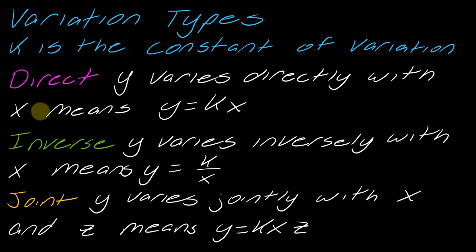And then really the last thing that you need to know is what is happening to the k. Directly with x means multiply by x. Inversely with x means divide by x. Jointly with x and z means multiply by both. So that's variation in a nutshell. If you crack that code, I think it's much more straightforward. And mathematically, usually what you're being asked to do with this is not terribly difficult.